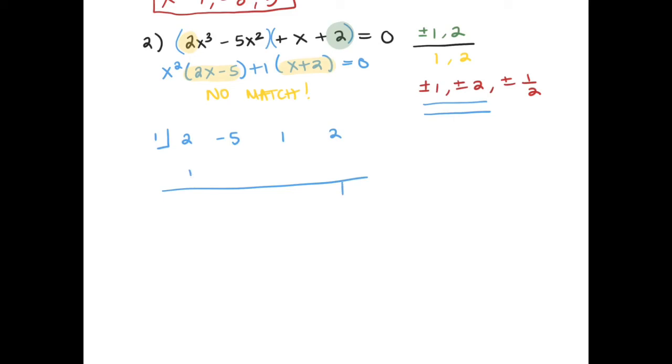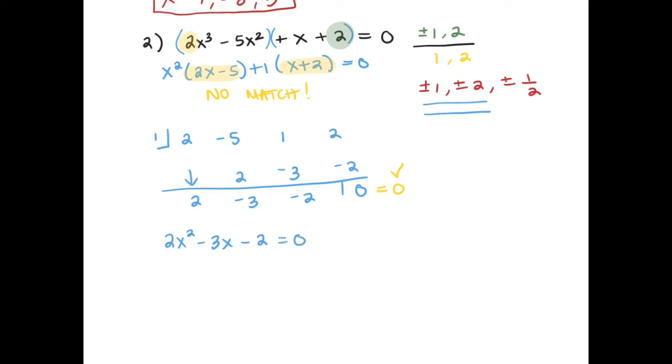So let's try positive 1. It typically is the one I always try first. So when I go through synthetic division this time, I get a remainder of, what do you know? 0. So that tells me that 1 is a root. Okay, so now let's figure out my resulting polynomial. So I've got 2x squared minus 3x minus 2.